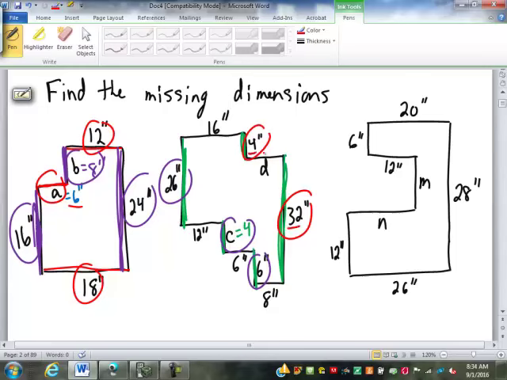So 32 and 4 make 36. These three must also add up to 36. So you take that 36, you subtract the 26 and the 6, and you're left with 4.